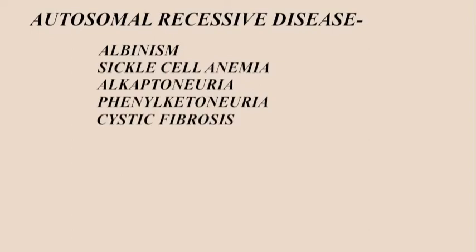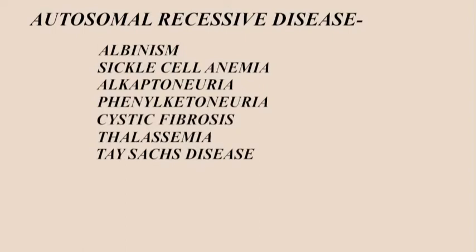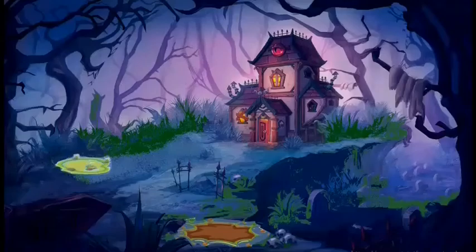Examples of autosomal recessive diseases are albinism, sickle cell anemia, alkaptonuria, phenylketonuria, cystic fibrosis, thalassemia, and Tay Sachs disease. We will learn these examples with this picture. Okay, now let's start our story.